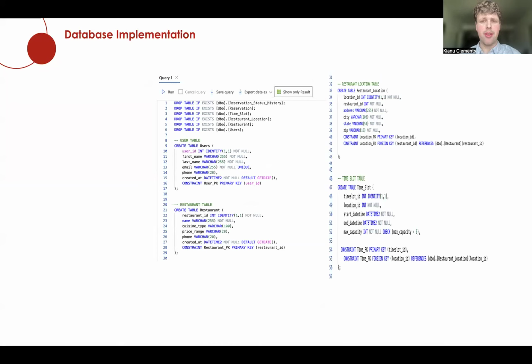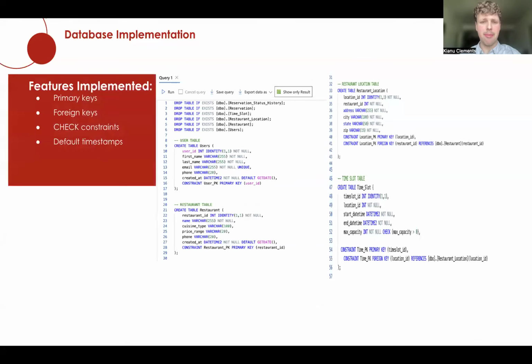This slide helps to show examples like the create table statements. During implementation, we added several important database constraints. First, we defined primary keys for each table to uniquely identify every record. For example, each user has a unique user ID, and each reservation has a reservation ID. Second, we added foreign key relationships to enforce connections between tables. For example, reservations reference both a user ID and a time slot ID.